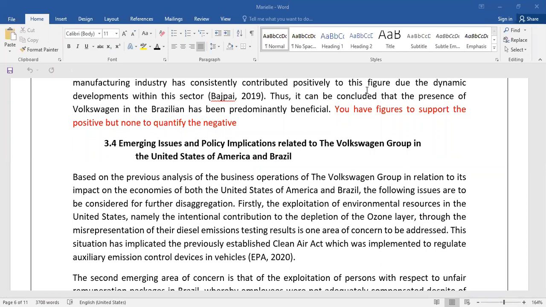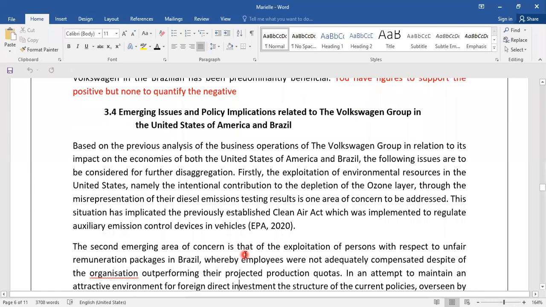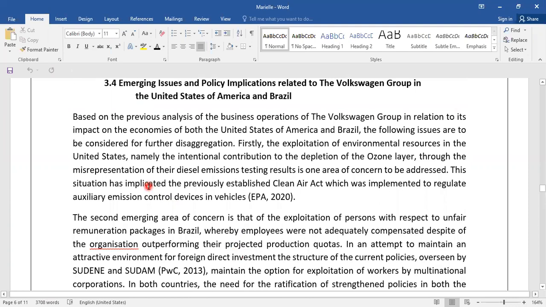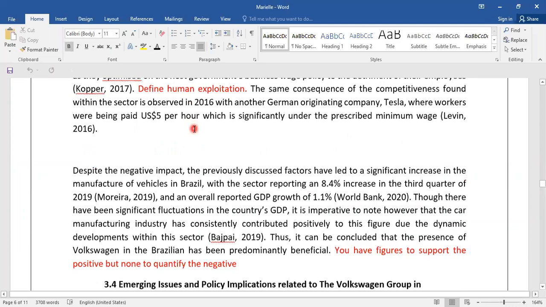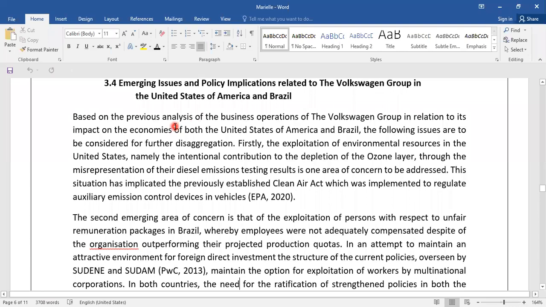So now I'm going to read Marielle's section here. One would expect to find a discussion on environmental issues and human issues. And I like how Marielle starts here, really excellently. She says, "based on the previous analysis." You know what this expression means? It means that what Marielle discussed previously, all of the horrible practices of Volkswagen in the previous analysis, are now going to inform the policy implications. So Marielle is showing a logic based on what happened before. We are going to identify emerging issues and policy implications here.